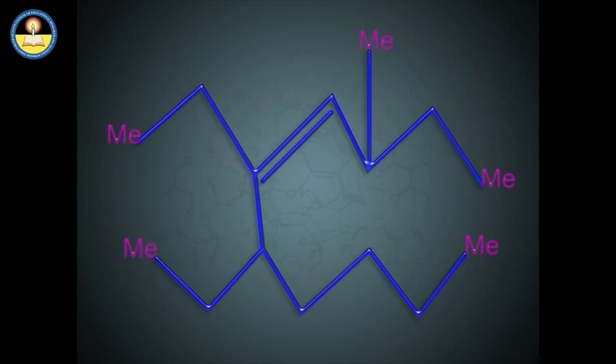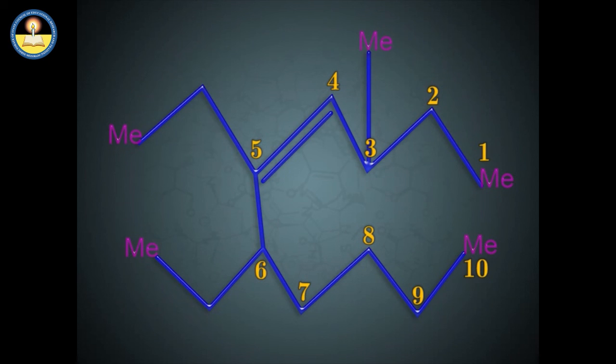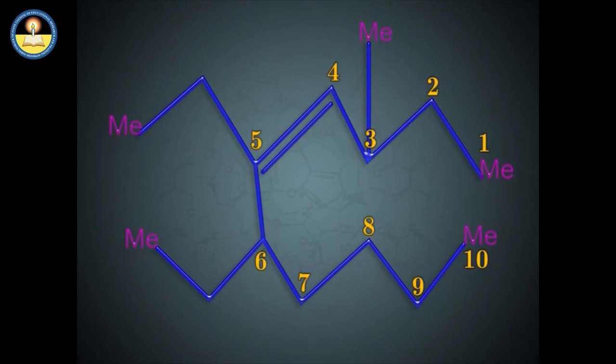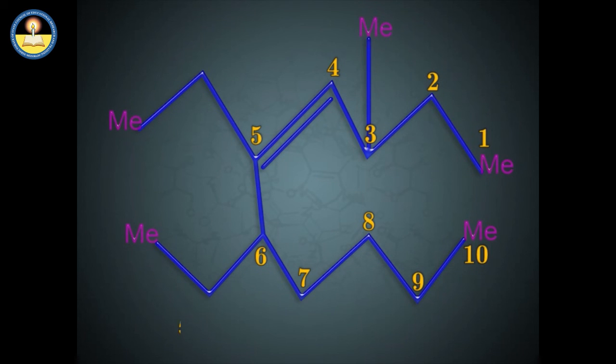Give the IUPAC name of the following compound. There are 10 carbon atoms. At positions 5 and 6, 2 ethyl groups are attached. At position 3, a methyl group is attached. A double bond is present between positions 4 and 5. So, its IUPAC name is 5,6-diethyl-3-methyl-4-decene.